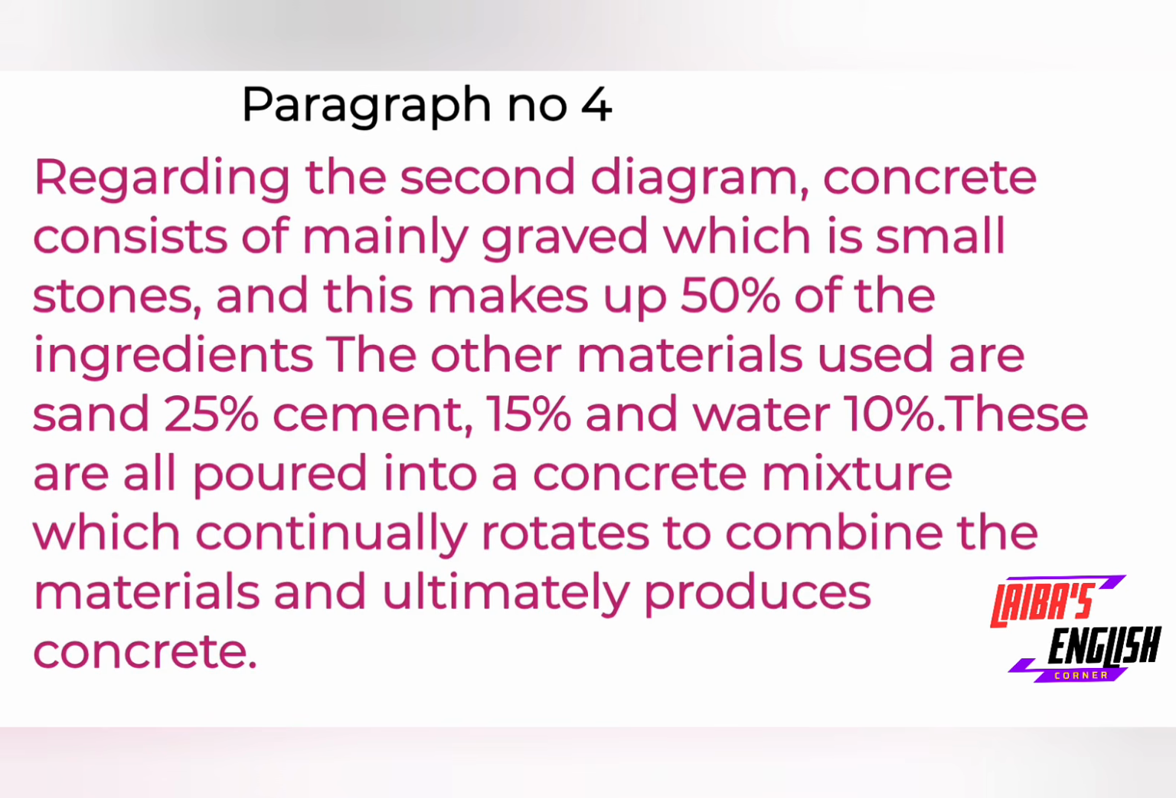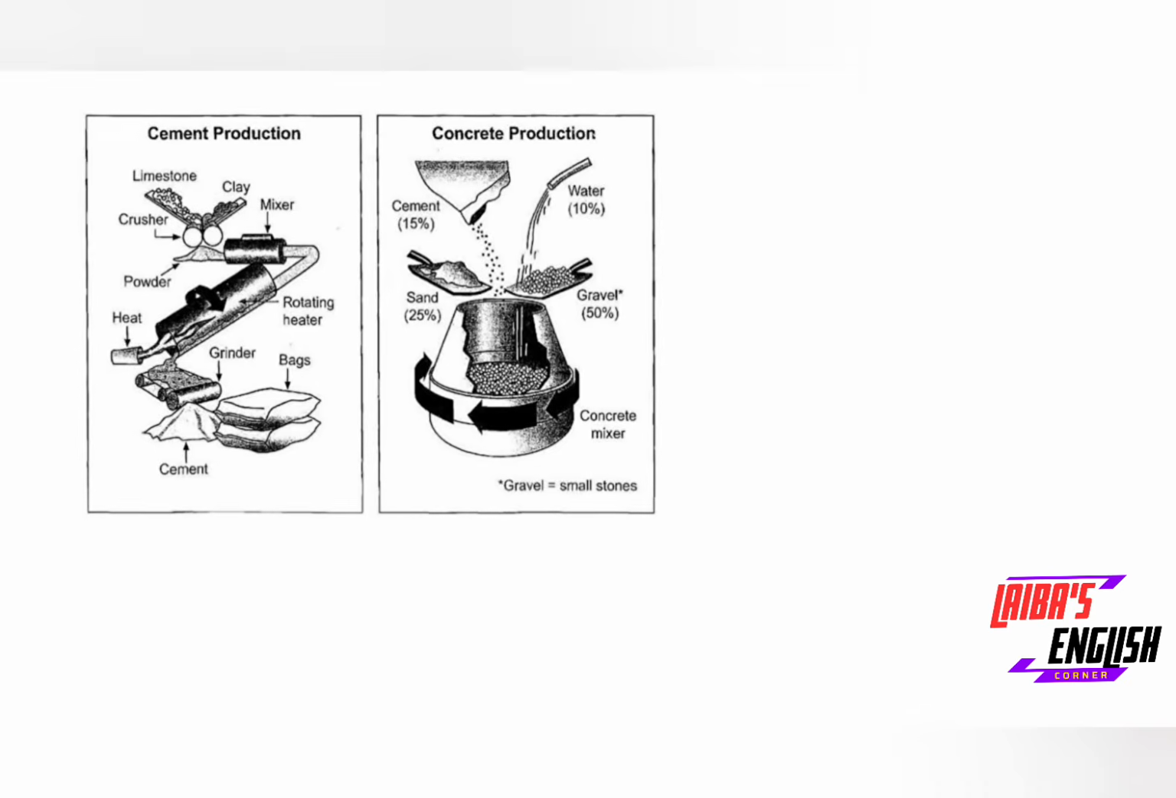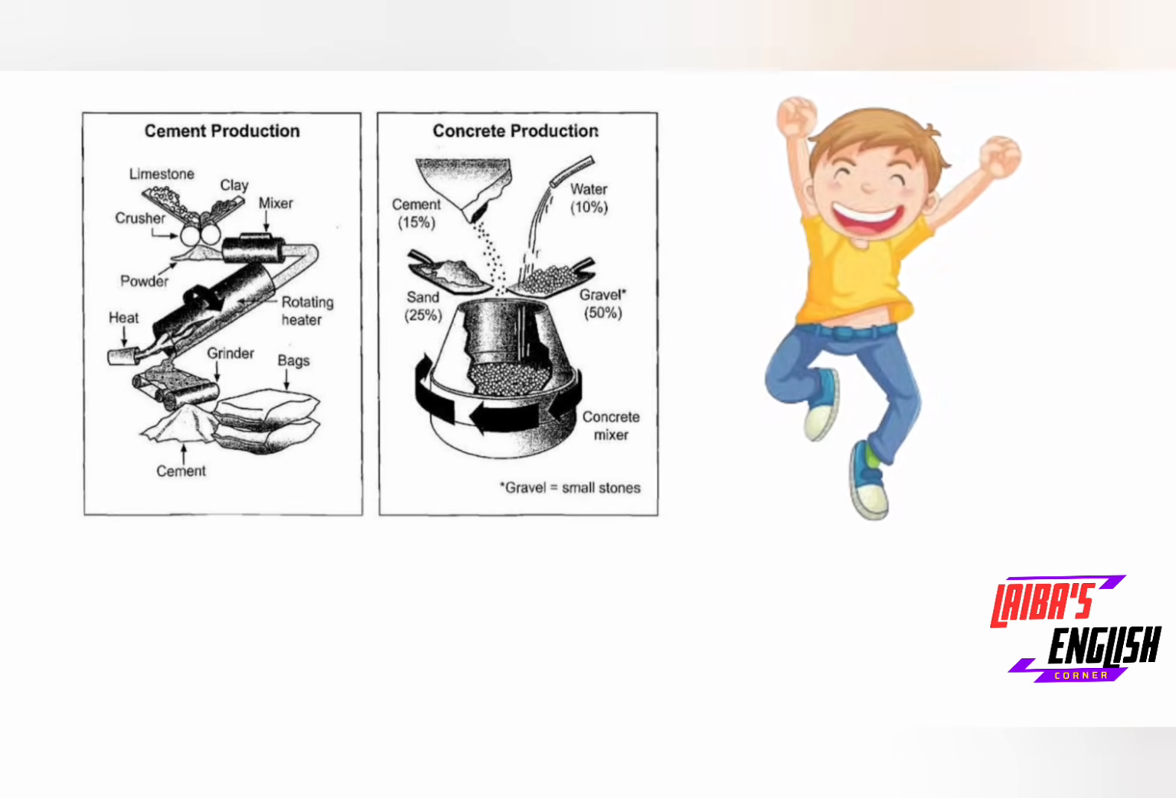Now we are done with the paragraph, but how would we know the percentages of each thing? For example, gravel is 50%, sand 25%, cement 15%, water 10%. So I told you before that you have to understand the diagram well and everything is present over there. You don't need to write anything on your own. Just understand the diagram. Two diagrams are in front of you. You have to understand them. Don't write a conclusion. Don't write your personal opinion.